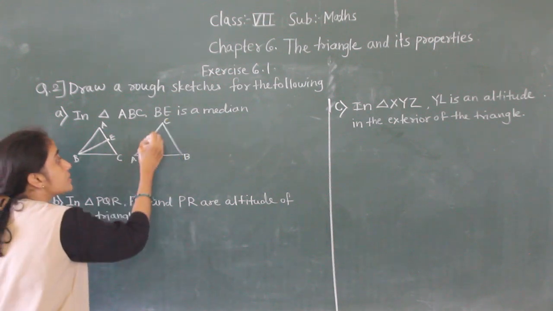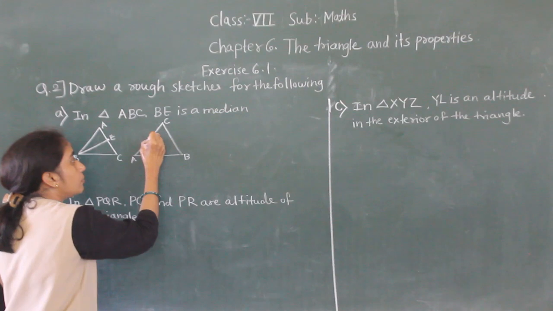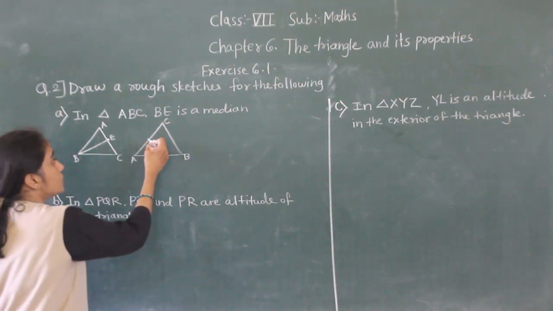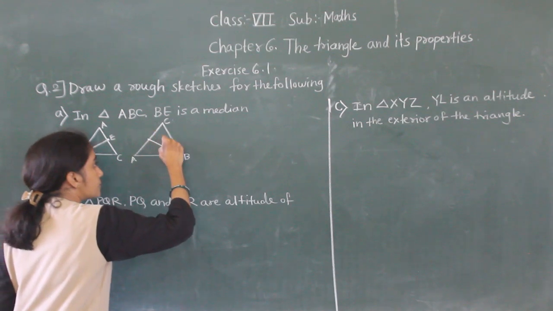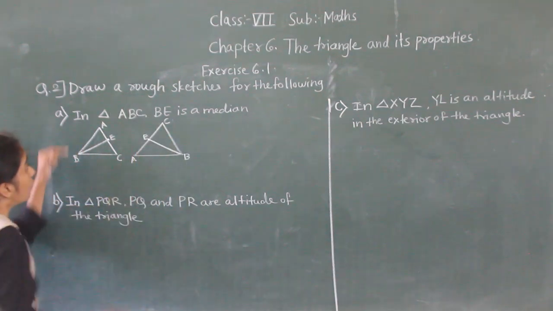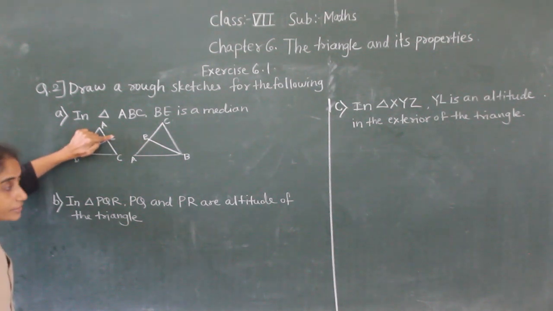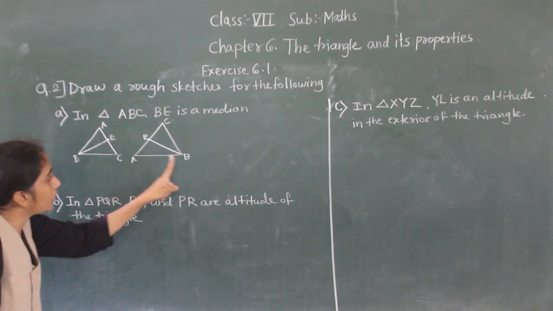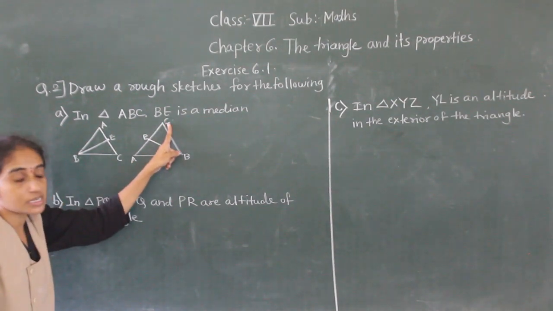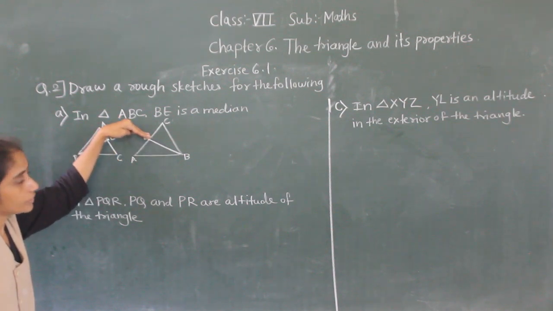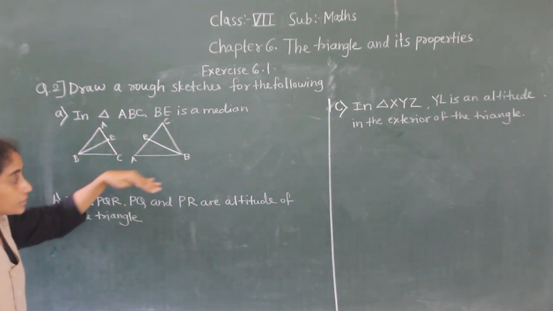So we have to take exactly the midpoint on AC, and this is the median. When we wrote the names A, B, C, the median came this side. Now we have changed the names, it has been given like this. So where did the median come? The median came here, this side.